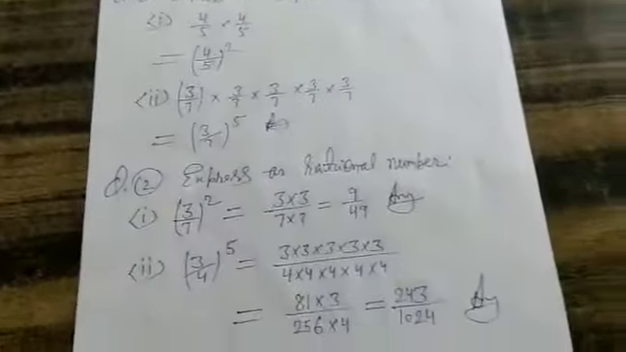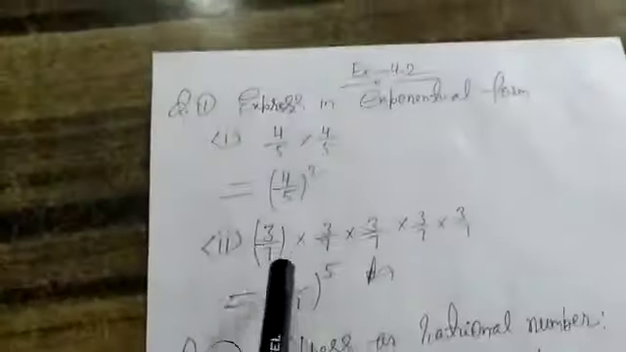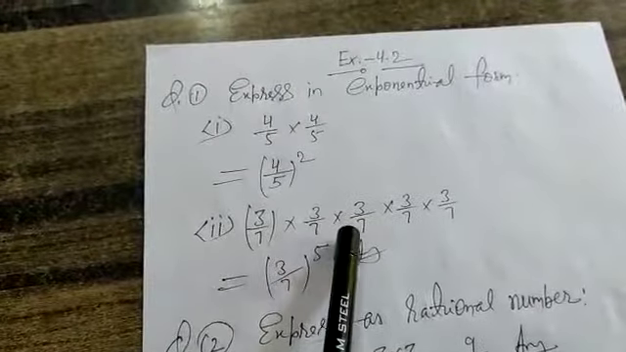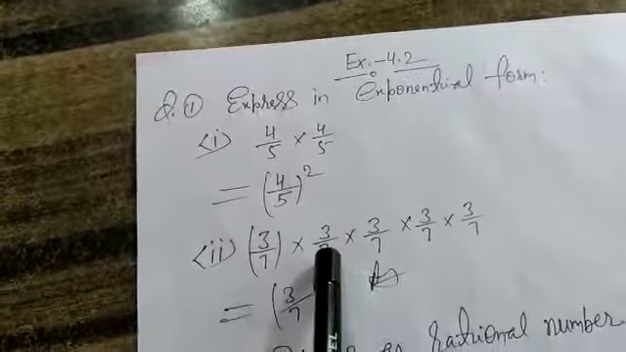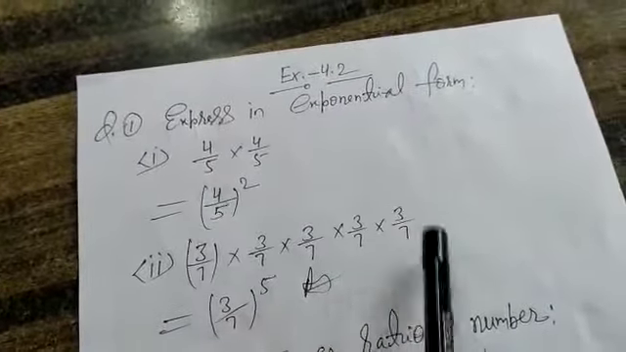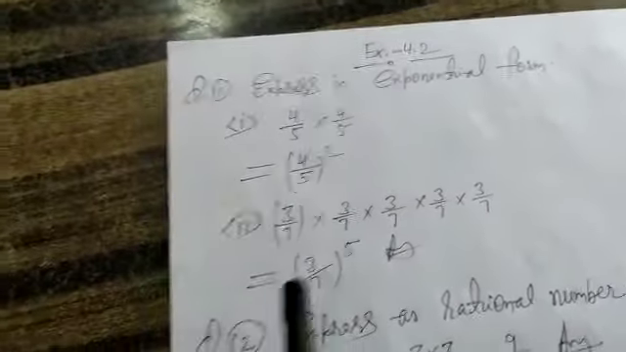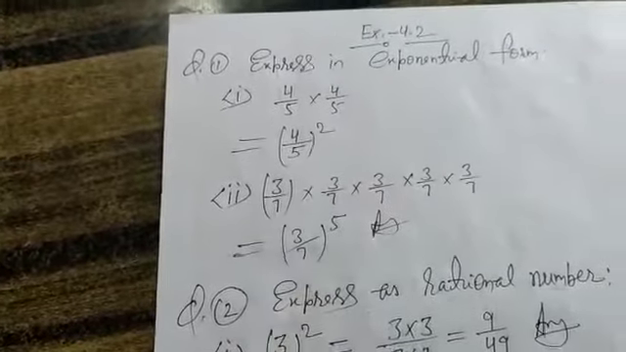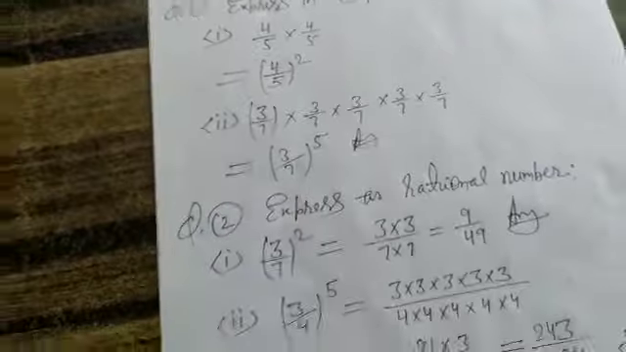Similarly, in the second question, 3 by 7 is repeated 5 times: 3 by 7 into 3 by 7 into 3 by 7 into 3 by 7 into 3 by 7. 1, 2, 3, 4, 5. So we will write this as (3 by 7) to the power 5. Answer.